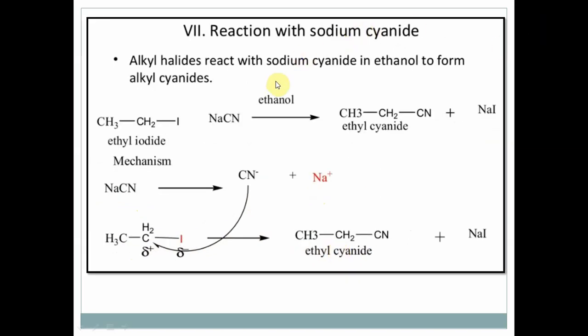Reaction with sodium cyanide to form alkyl cyanide. With NaCN we use CN negative. This nucleophile attacks this carbon and iodide is removed from here, and it combines with Na positive to form NaI, and ethyl cyanide is formed.